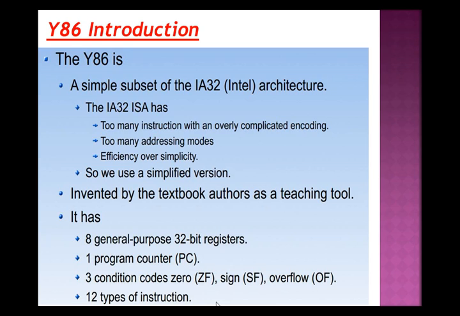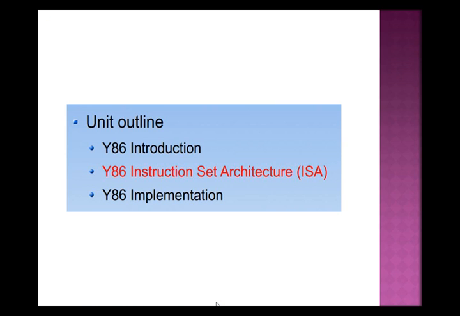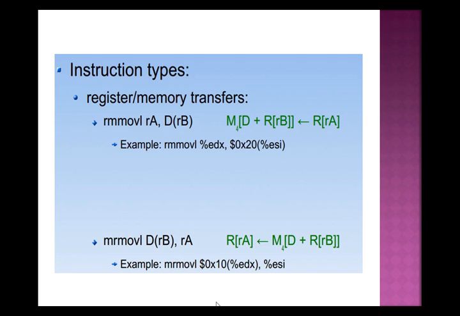First is the introduction. We discussed what Y86 is, that is a subset, or the new version, of the IA32, that contains 8 general purpose 32-bit registers, 1 PC, 3 condition codes, and 12 types of instructions. Then next is the Y86 ISA, the instruction set architecture. These are the registers that we use, 8 registers from 0 to 7, each 32 bits. Then we also discussed the instruction types.